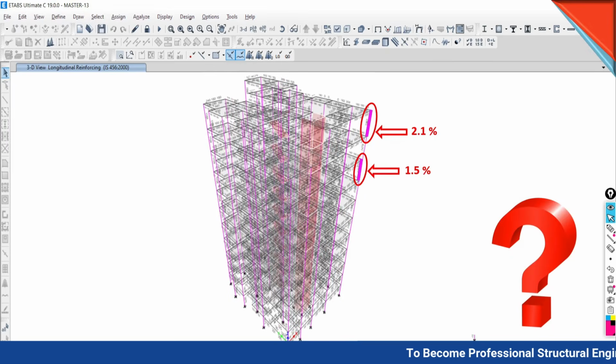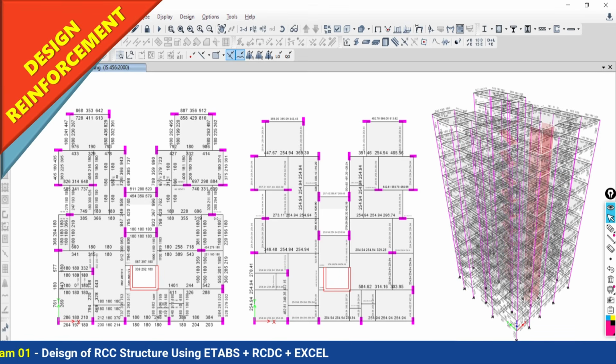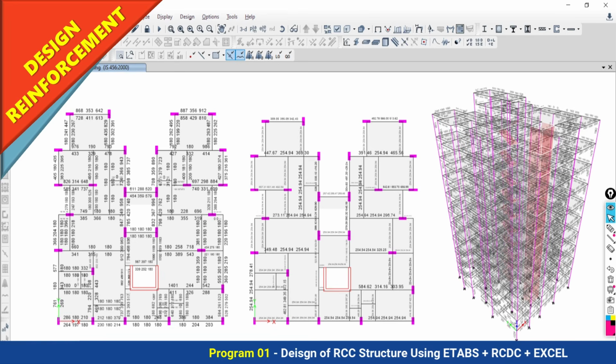And people are asking the question, sir, my member is failing, what to do? My demand of the percentage of reinforcement is beyond expectation, what to do? These are the real questions people are asking, because of lack of confidence, because of not having knowledge of the algorithm of the software, because of not having the knowledge to interpret the design results of the software. They are asking lots of questions.